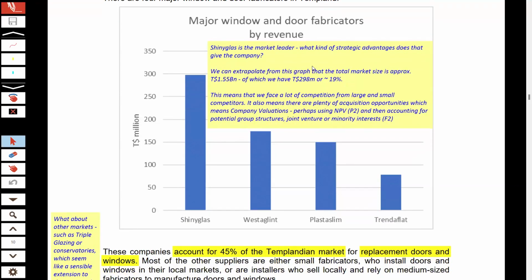What we can do from this diagram and from the information below it is actually work out the market share that Shinyglas has, because it says these 4 account for 45% of the market for replacement doors and windows. But that is replacement doors and windows.